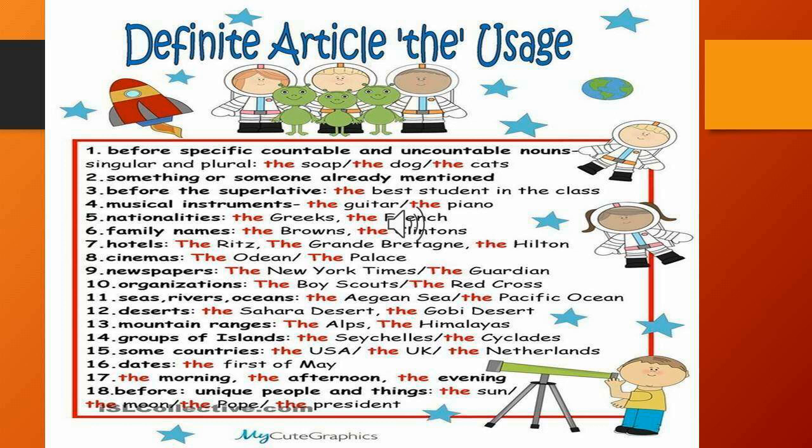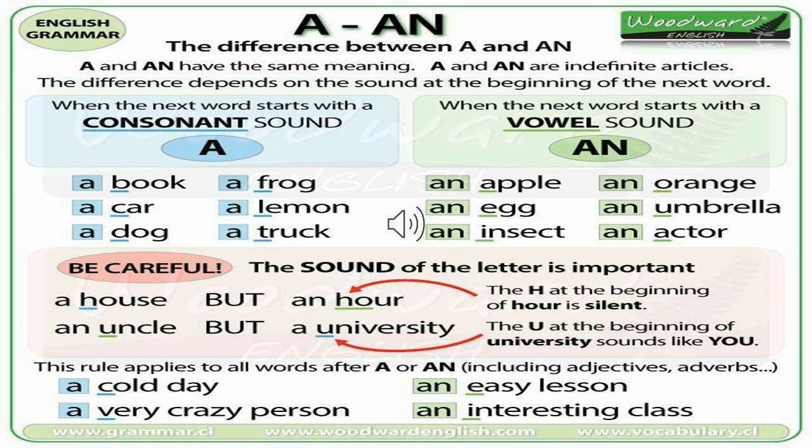And yes, before unique people and things, like we have discussed in the previous slide as well, the sun, the moon. You cannot see two suns, two moons, when the thing is only one in the whole universe. Then we have the indefinite article "a" or "an". "A" or "an" is used to talk about things which are not particular. Usually, these are things that have not been mentioned before or that the listener is unfamiliar with.